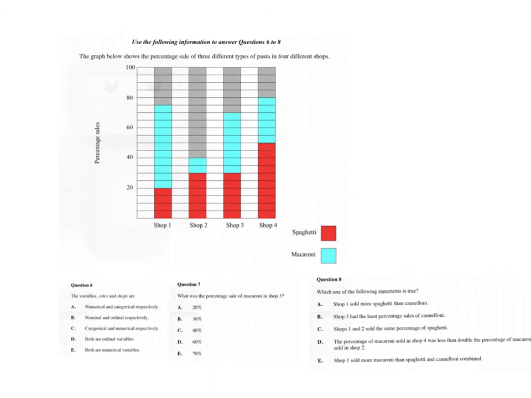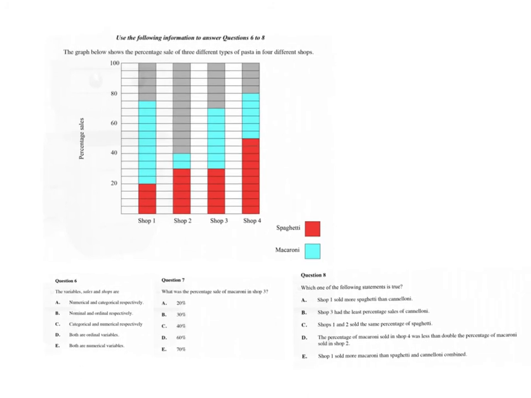The next question says use these for 6 to 8. The graph below shows the percentage of sales of 3 different types of pasta in 4 different shops. Sorry, the grey one is cannelloni. I've accidentally cut it off, I think. So the first question, question 6, the variables sales and shops are.